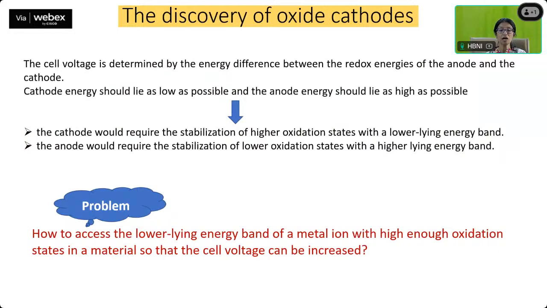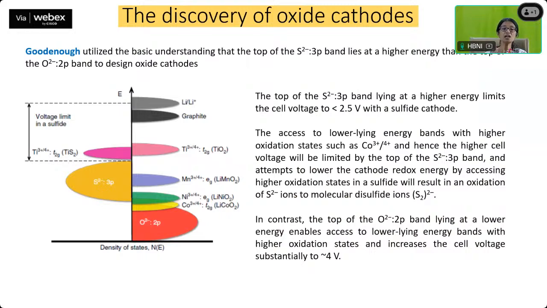Now what is the problem? The problem is how we can access this lower lying energy band of a metal ion with high enough oxidation states in a material so that the cell voltage can be increased. So how do you do that? With sulfide, this is definitely a problem. Professor Goodenough utilized the basic understanding that the top of the S2- 3p band lies at a higher energy than the top of the O2- 2p band.